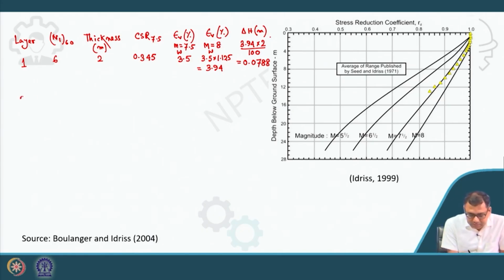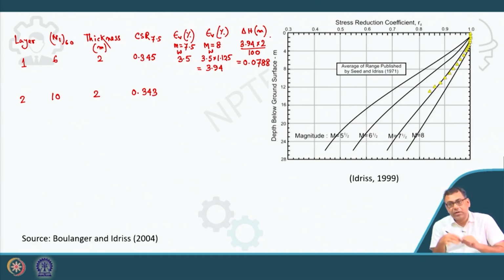Similarly, I will go for the second layer, where N1,60 is 10 and the thickness is 2. CSR I will get 0.343 at the middle of the layer, that means 3 meter from the top, and the volumetric strain is 2.5. If I multiply it, I will get 2.81, and the settlement I will get 0.0563.